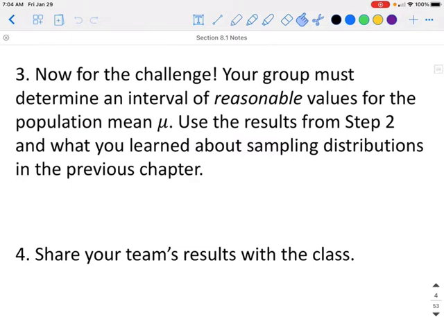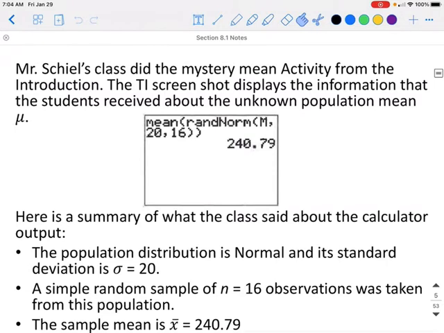Now, you have to determine how reasonable it is for you to guess what the mean is for the entire population based on this result. So when Mr. Shields' class did this mystery mean activity, the TI screen gave them the value of 240.79 as the mean of the 16 observations they did from the 16 samples.